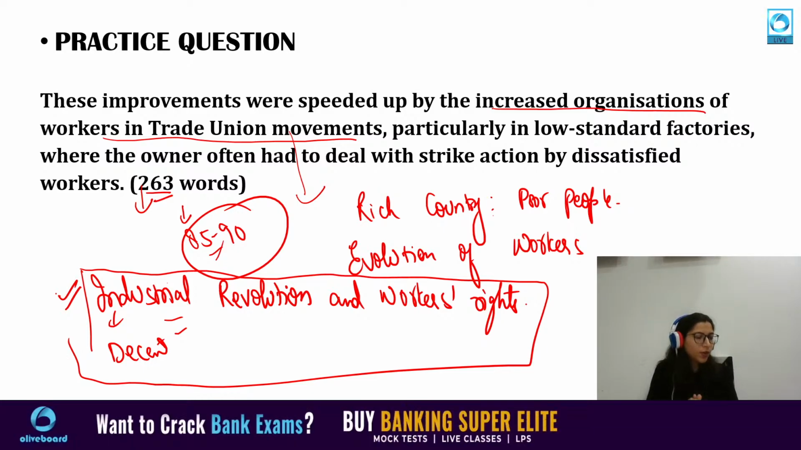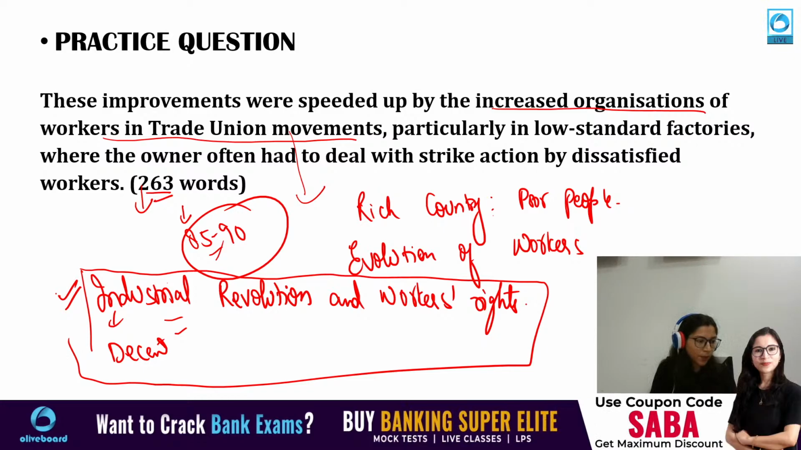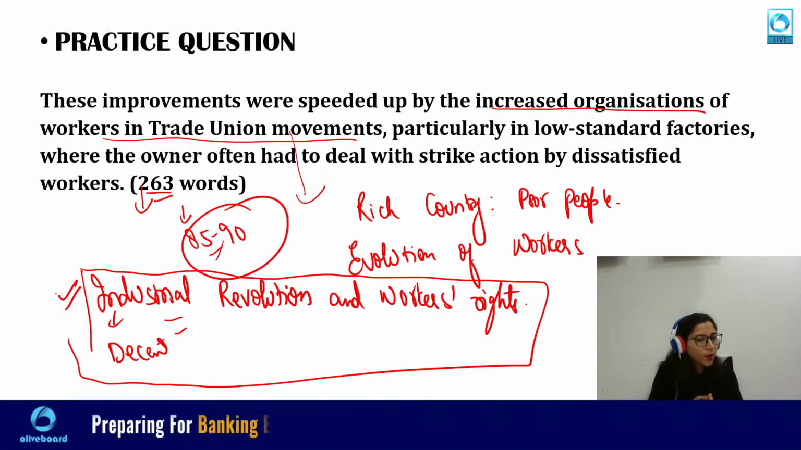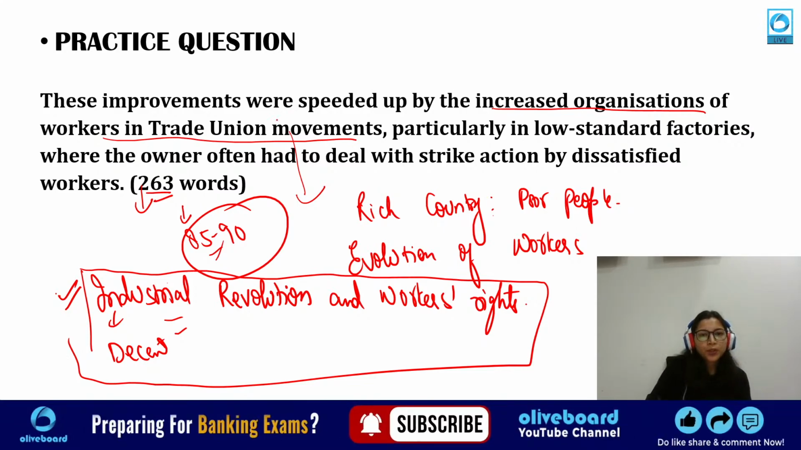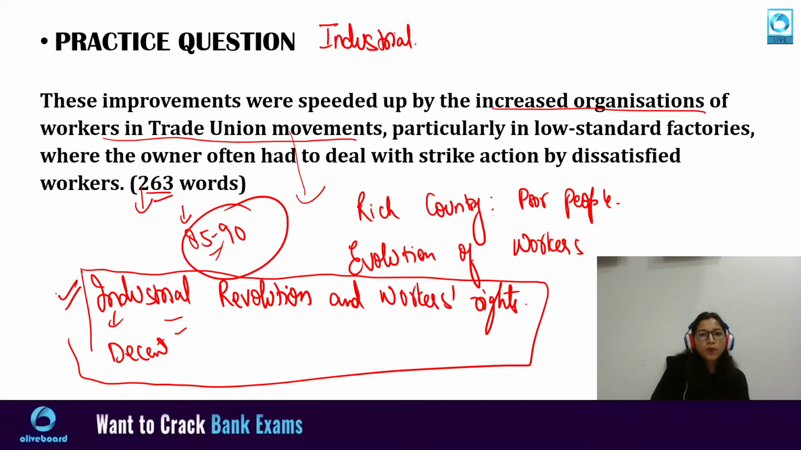Industrial revolution and workers' rights. This can be a good title. Then, the impact of industrial revolution on workers. This you can say. You can write the title this way also. Industrial revolution.